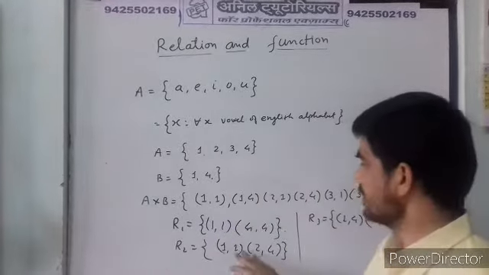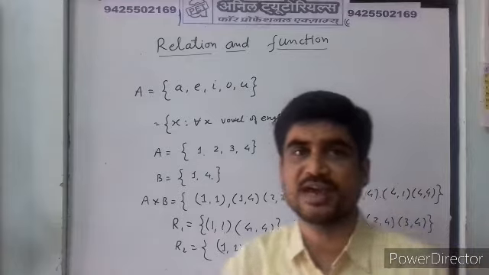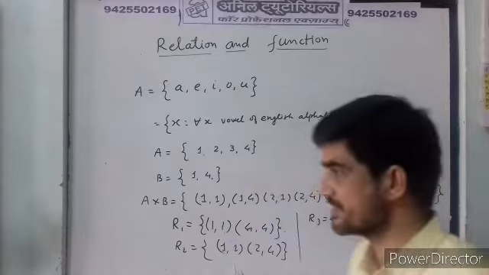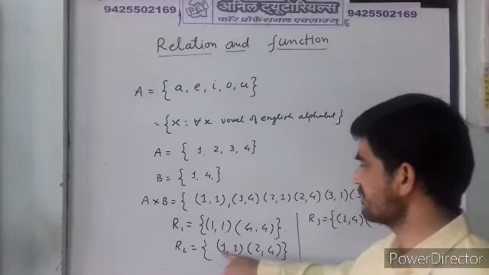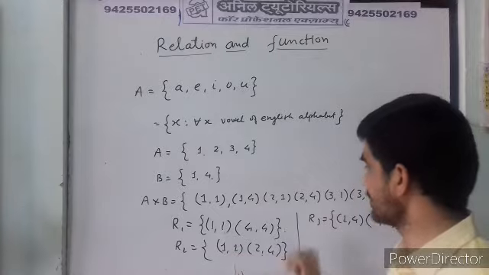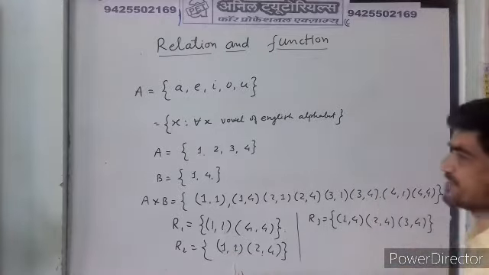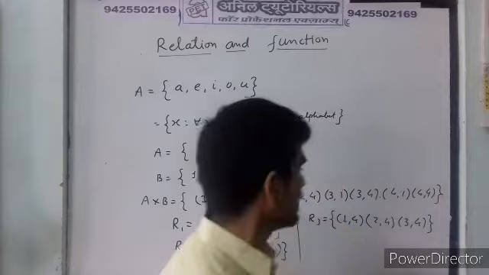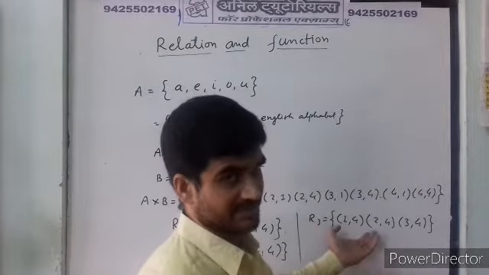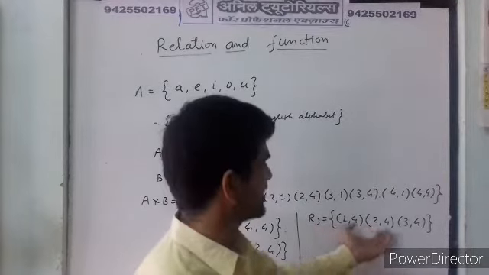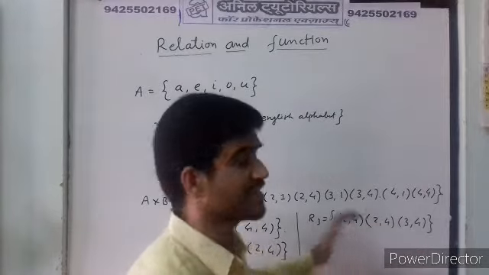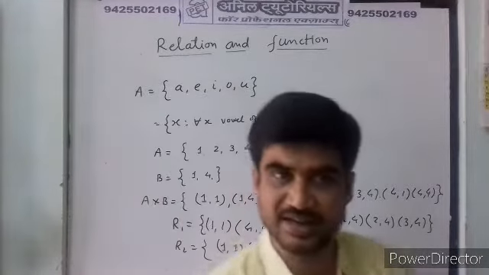And here also, the second element is the square of the first element. Square of 1, square of 2. Here we can also give the description: the first element is less than the second element. So these we can call relations.